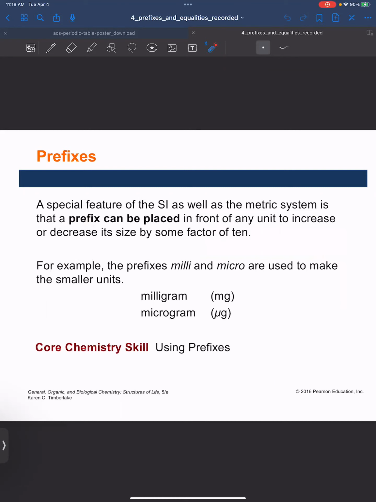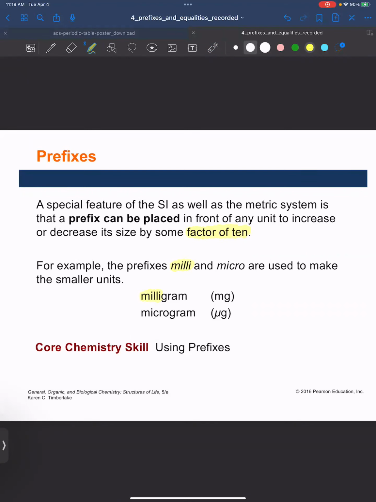So what are prefixes? A special feature of the SI system, as well as the metric system, is that a prefix can be placed in front of any unit to increase or decrease its size by some factor of 10. For example, the prefixes milli or micro are used to make the smaller units. And so when we're working with the metric system or the SI system, we're working with factors of 10. And the prefix is in front of the unit.